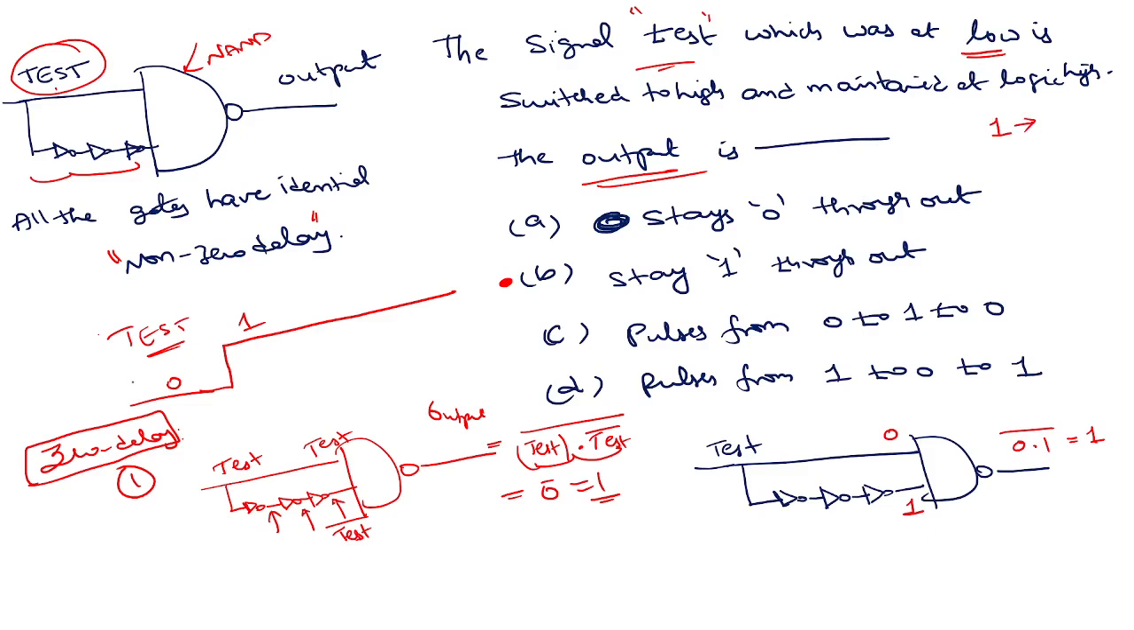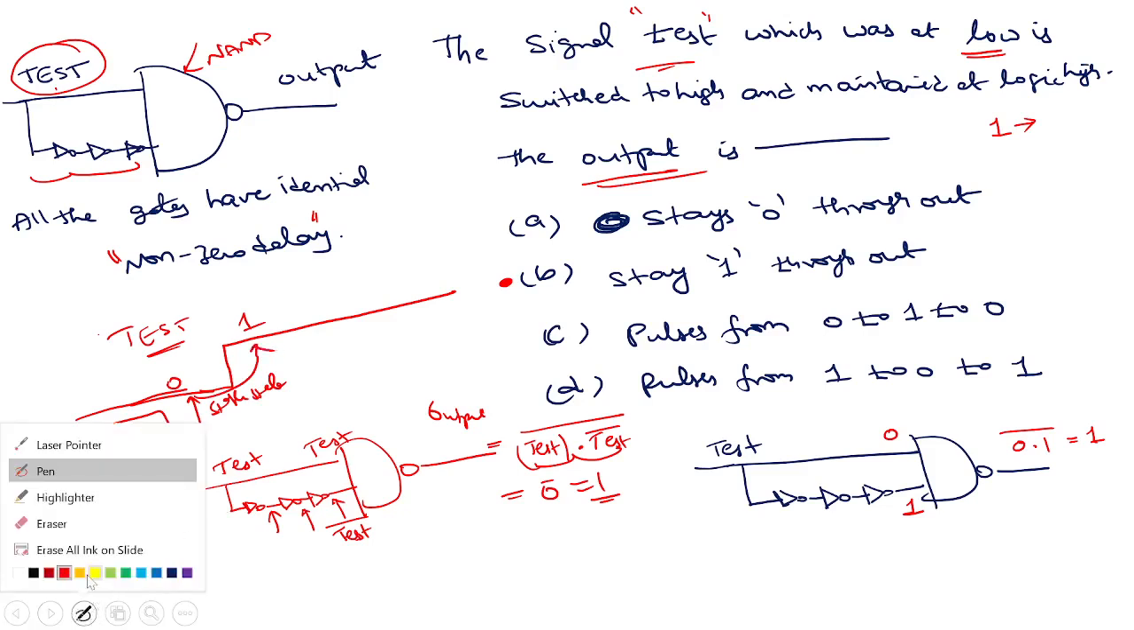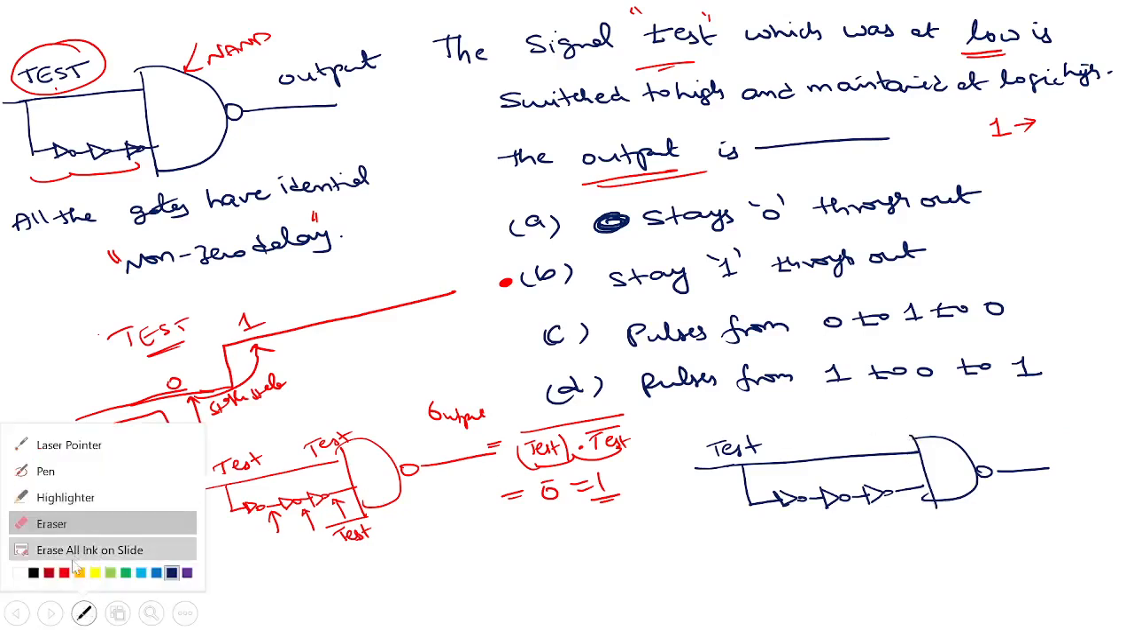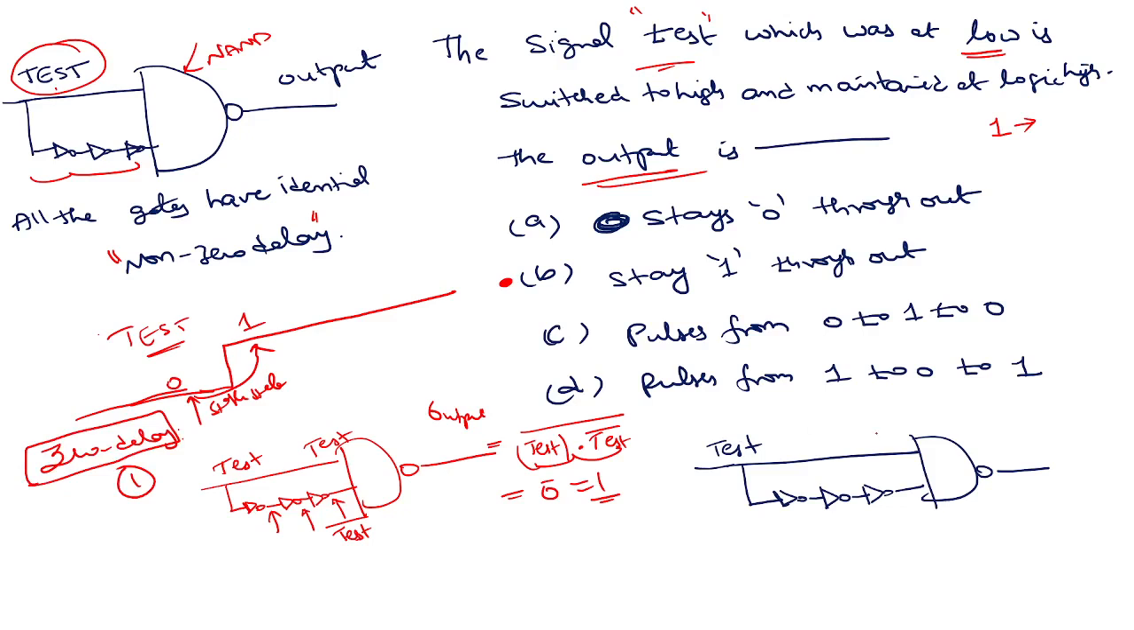Now this is a stable state, right? Suddenly they made test 1. Now will all the outputs change instantaneously? No, right? We know the first stable state. Then what happens? Now test becomes 1, which is reflected here. Let's say everything has 10 nanoseconds delay. 10 nanoseconds, 10 nanoseconds, right?